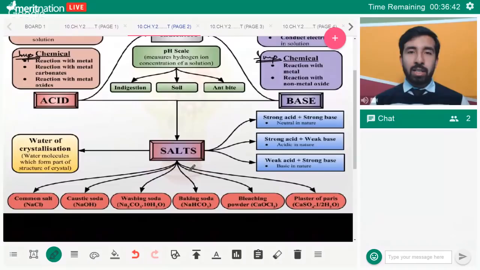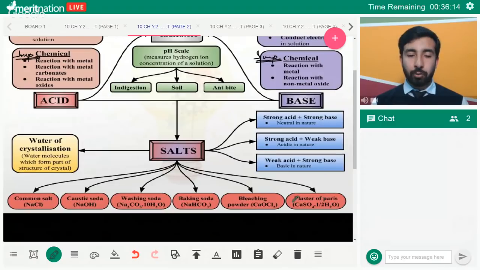Now, in your syllabus, you have to study different kinds of salts, which include common salt, that is NaCl, caustic soda, that is NaOH, washing soda, which is Na2CO3.10H2O, and baking soda, which is NaHCO3, sodium hydrogen carbonate. Next is bleaching powder, which is calcium oxychloride, CaOCl2. And the last one is plaster of Paris, that is calcium sulfate dot half H2O, or we can say calcium sulfate hemihydrate.